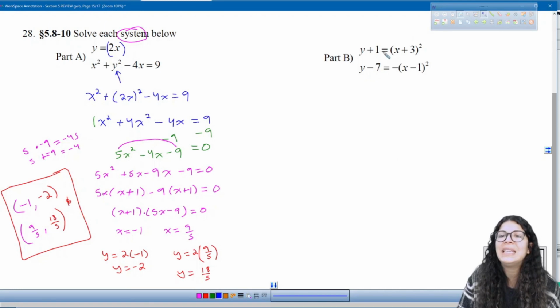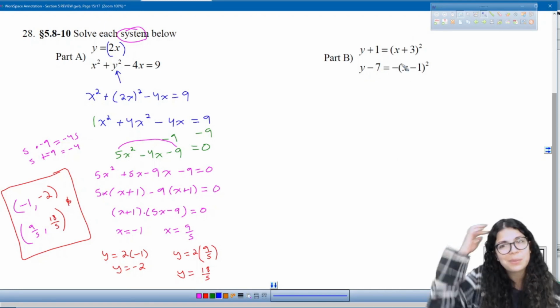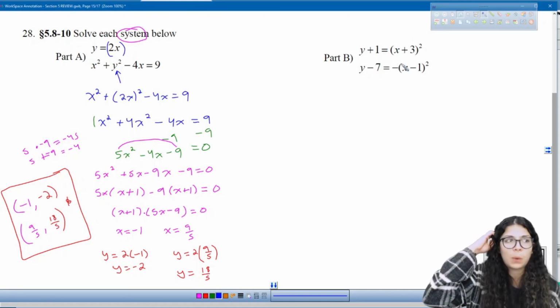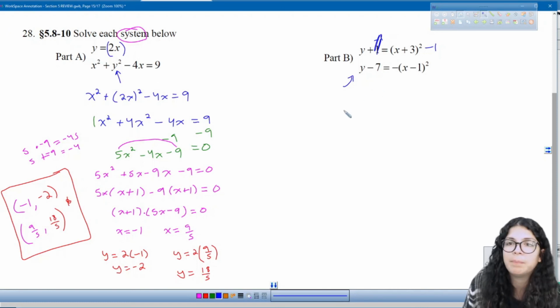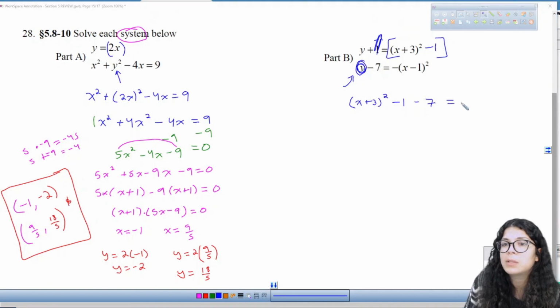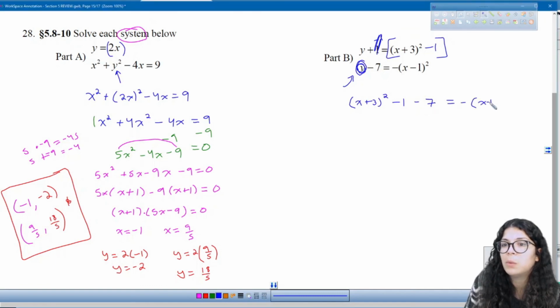On part B, we have some vertex forms. You know what we can do? Let's go ahead and subtract 1 on both sides here to get y by itself. And then we can go ahead and take that and plug it in for y here. Why not? So we're going to go ahead and replace this whole thing in for the y value right here. So we have x plus 3 squared minus 1 minus 7 equals negative x minus 1 squared.